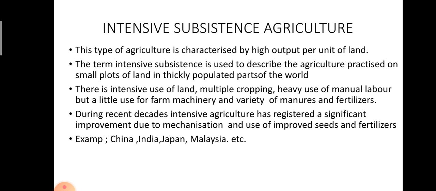The countries like China, India, Japan, Malaysia, Korea, Philippines and Taiwan have adopted an improved system of intensive agriculture. China and India are densely populated countries, and other countries like Japan, Malaysia, Korea, Philippines and Taiwan have adopted it too.